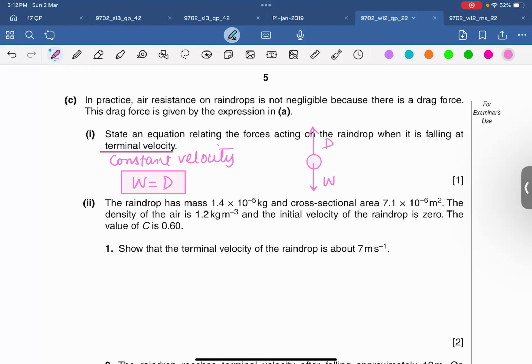The raindrop has mass 1.4 times 10 to the power negative 5 kg and cross-sectional area of 7.1 times 10 to the power negative 6 meters squared. The density of the air is 1.2 kilogram per meter cubed, and the initial velocity of the raindrop is 0. The value of c is 0.6. Show that the terminal velocity of the raindrop is about 7 meters per second.